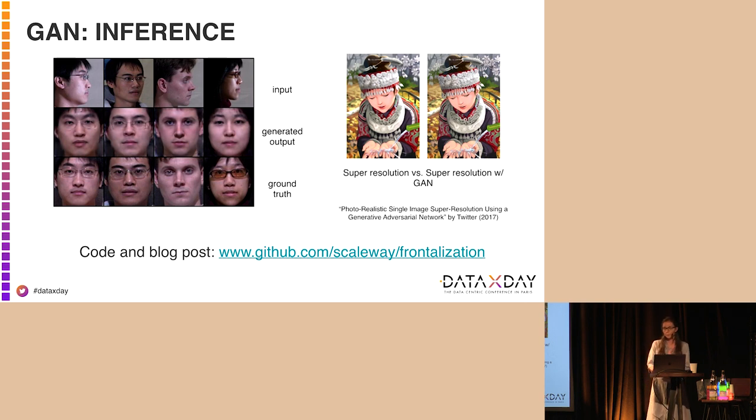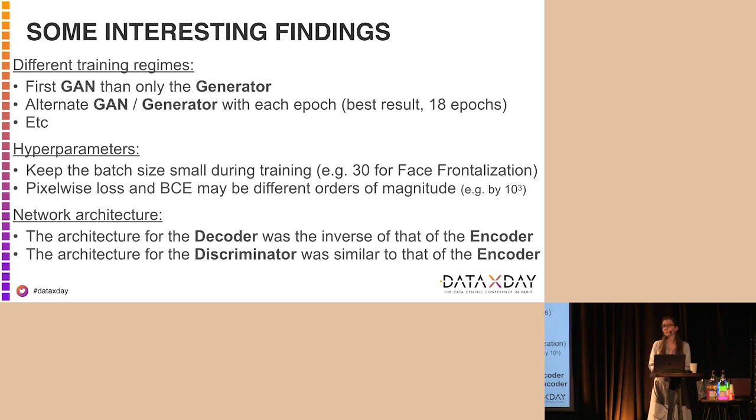Now, to hopefully help you with that, I will mention some of the interesting findings that I discovered in the process. So first of all, of course, nobody forces you to just train the GAN or just train the generator. As I mentioned, I got best results when I trained the GAN and the generator in an alternating manner with different epochs. You could also first train the generator, then add the discriminator, or the other way around and see what happens. And in terms of hyperparameters, as I mentioned at some point, I found it best to use a small batch size during training.